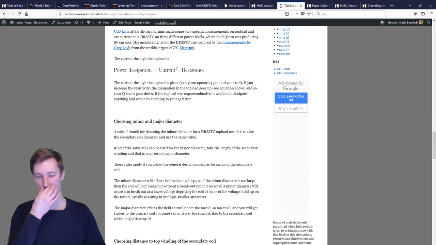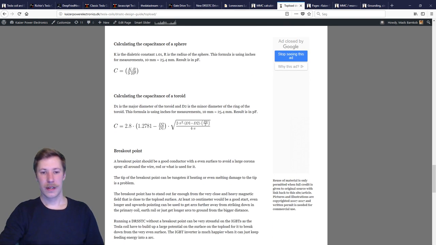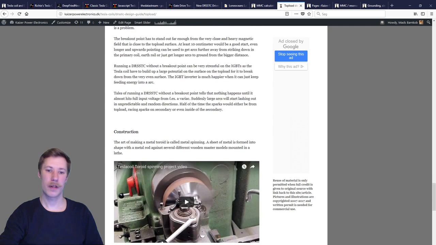I have tried to discuss a little bit about losses in top loads, but this is practically only theory. I don't think I have experienced any problems with heating up on the top load, simply because the surface area is too great for it to ever heat up. Then there's a bit on calculating capacitances of different top load shapes.